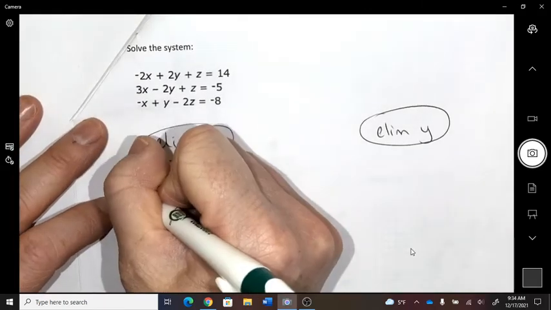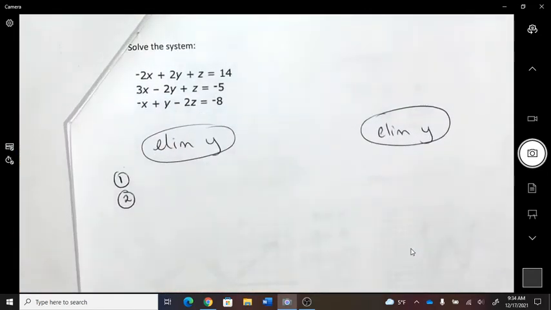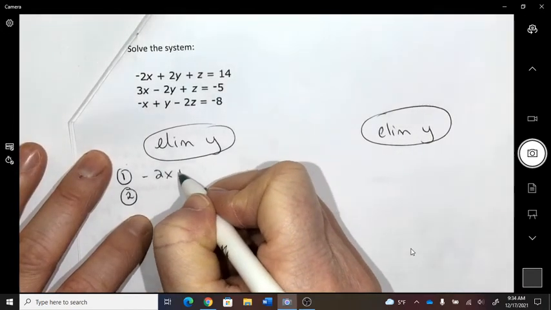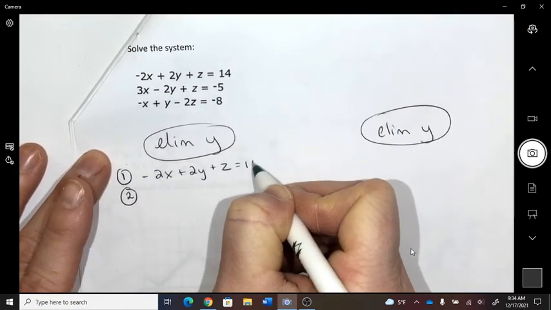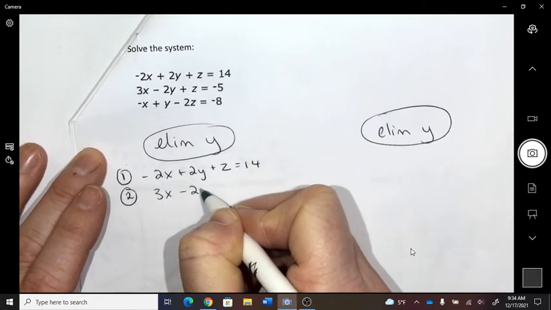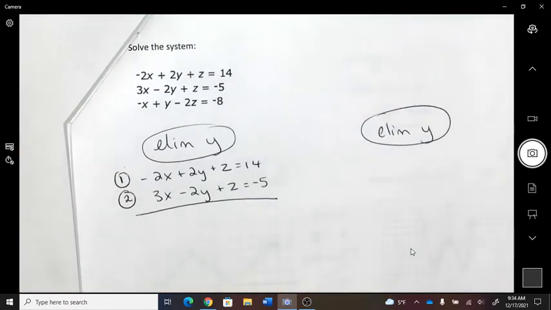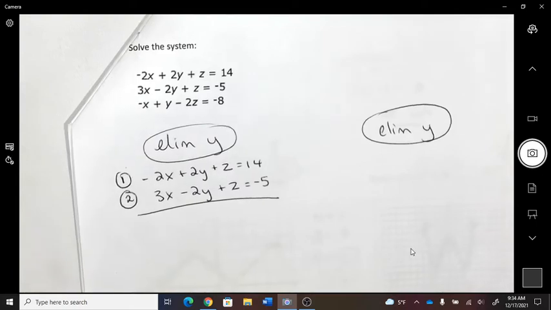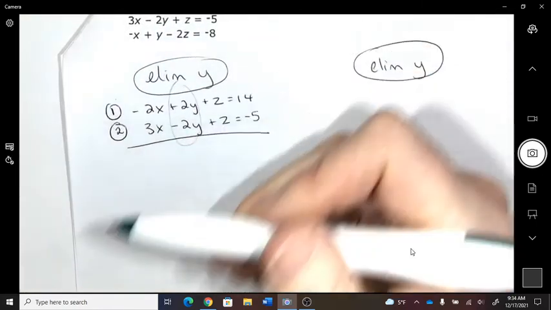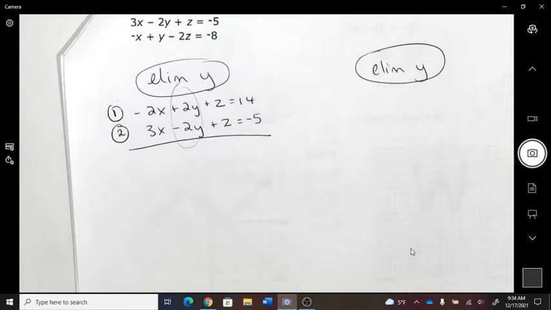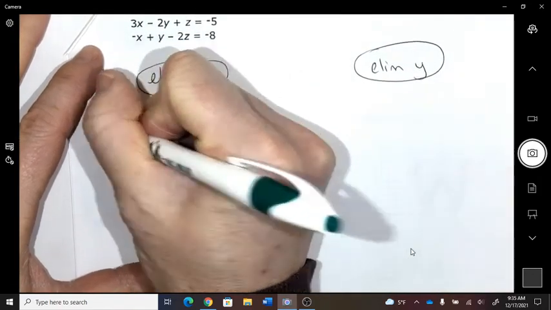Okay, so I think I'm going to go equation 1 and 2 together. So can you write equation 1 and 2? Okay, we decided Y's. So now I look and I say, will I add or subtract? How do I get rid of those? I'm going to have to add them together.